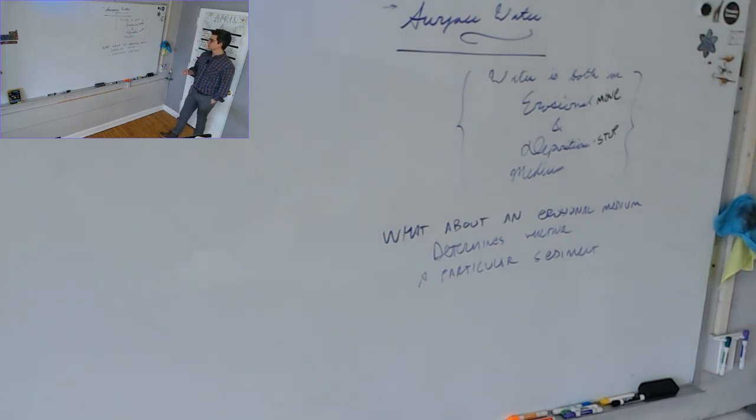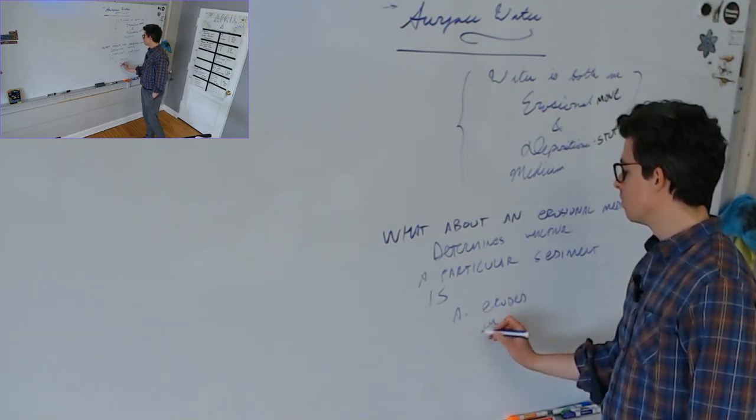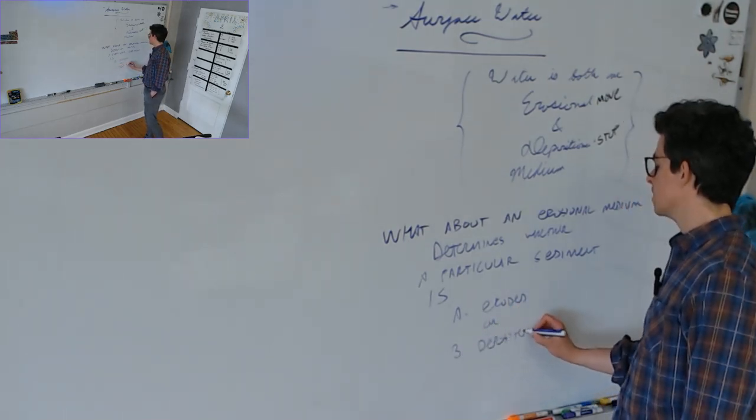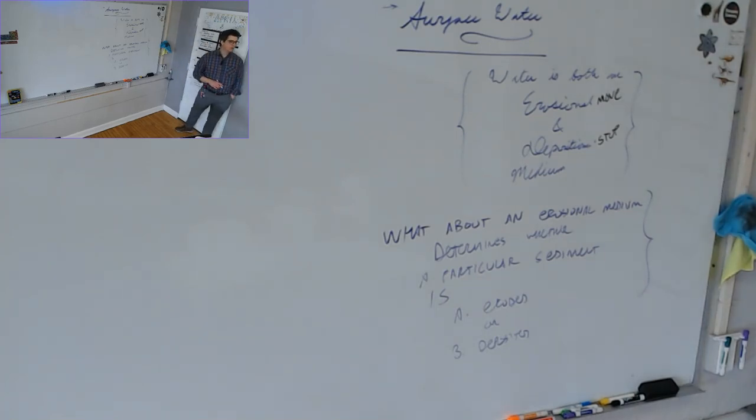What about an erosional medium determines whether a particular sediment is A, eroded, or B, deposited? What is it? This is a very fundamental quantity of the universe. What's the answer to this question? What's the one attribute about an erosional medium? You know this. I know you know this because I've told you this. I know you know this because I sent you four videos that all mention this. What's the one fundamental thing that determines whether a particular sediment is eroded or deposited? It doesn't really matter the size at this point, but it does depend on the size, but so close, broader than that.